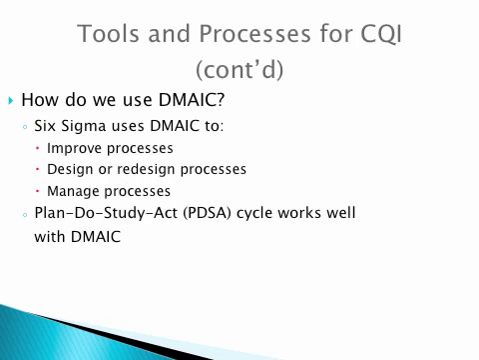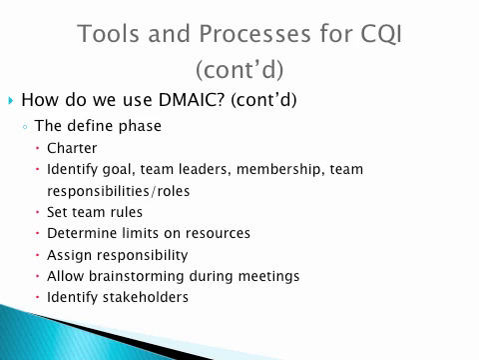So you say to yourself, how do we use DMAIC? I know we mentioned it a little bit in 5B, but let's see how we're going to use it with the Six Sigma. One, we want to improve those processes. So we have to design and redesign processes to make it work. Then we have to manage these processes. In other words, there's a Plan, Do, Study, Act in place so that it will work well with DMAIC.